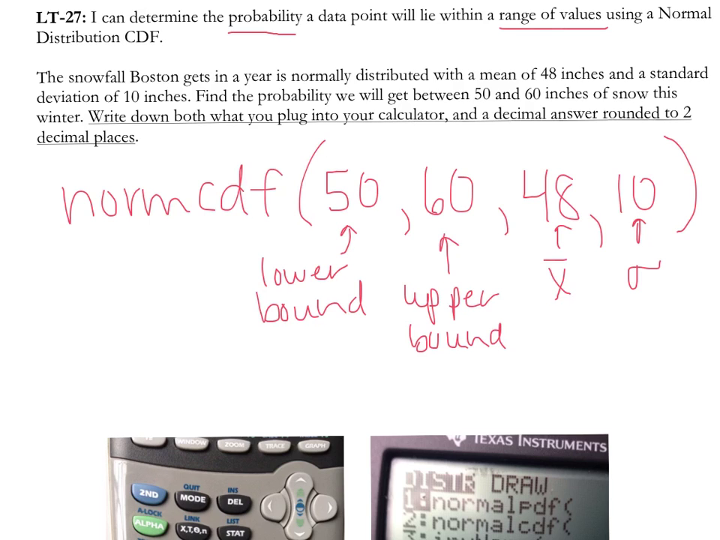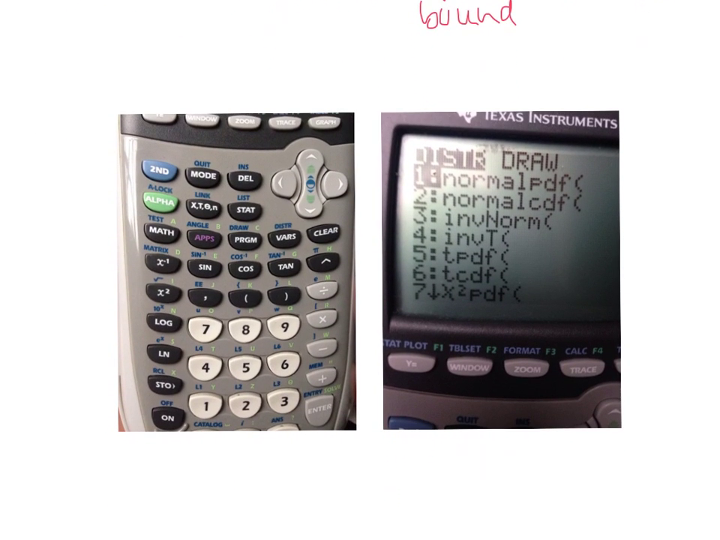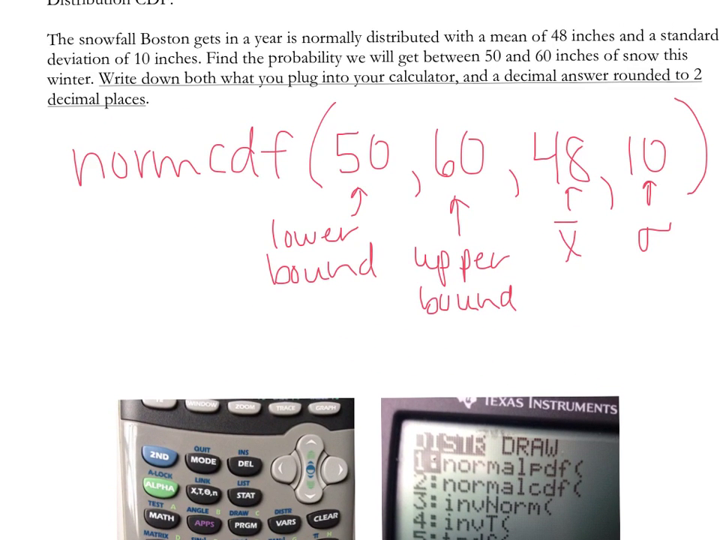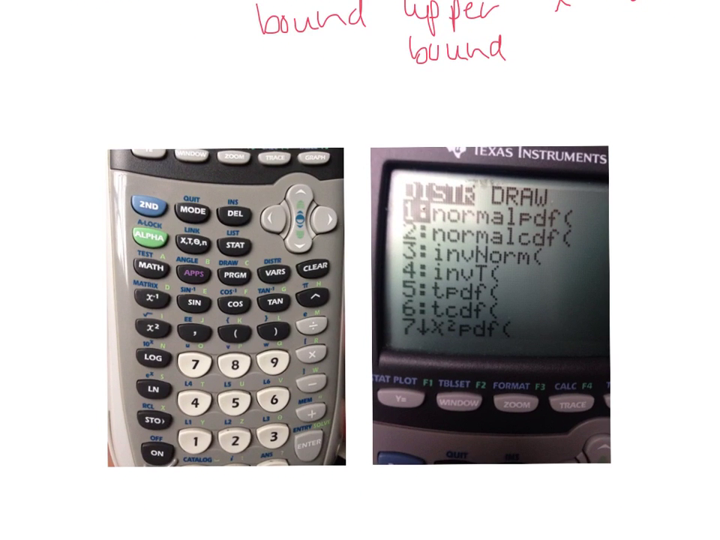So now let's talk about how to actually calculate this on our calculator. So we're going to approach it the same way as we do the PDF. So we need to hit the second button and then the VARS button, and that will bring up this screen here. Instead of highlighting the normal PDF and hitting enter, you instead want to arrow down so that number 2 is highlighted and hit enter on that. And then you're just going to input these 4 numbers separated by commas. Once again, the comma button is right here.